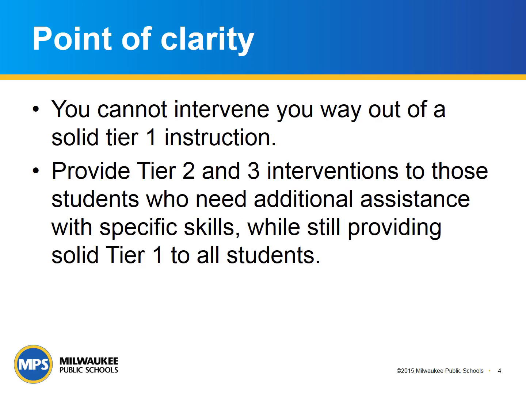A point of clarity on Tier 1 versus Tier 2 and Tier 3. One cannot intervene their way out of a solid Tier 1 instruction. What that means is that if less than 80% of the students are responding to Tier 1, you cannot just have more students receiving interventions. You need to go back and address Tier 1. When providing Tier 2 and Tier 3 to students who need additional assistance with specific skills, the classroom continues with a solid Tier 1 with all students.